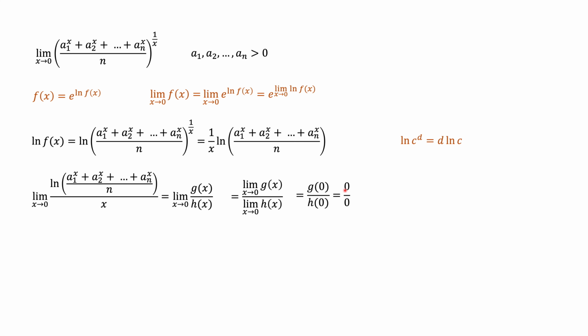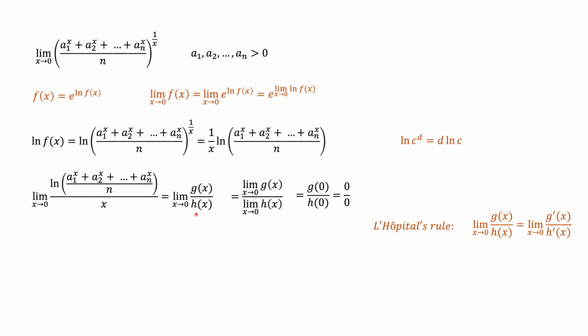But now we have a problem. The problem is that the value of both of these functions at x equals 0 is 0. And we got 0 divided by 0. And to solve this problem, we would like to use what is probably the most useful formula in all the theory of limits. And that's called L'Hopital's rule.